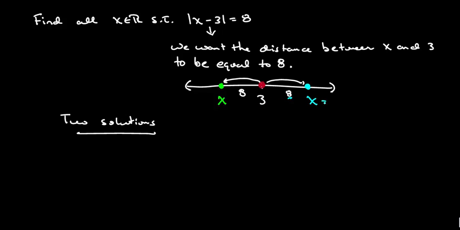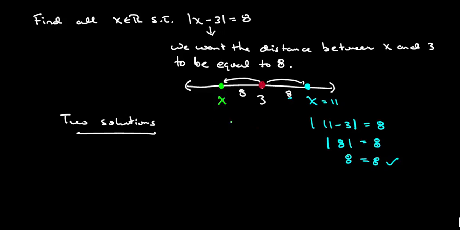One of these x values: when I add 8 over on this side, 3 plus 8 puts me out here at 11. If I plug 11 in, I have the absolute value of 11 minus 3 is equal to 8. So let's make sure that this balances. This is the absolute value of 8 equal to 8. So, yep, 8 is 8, so we're good. Seems kind of redundant, but that's the algebra.